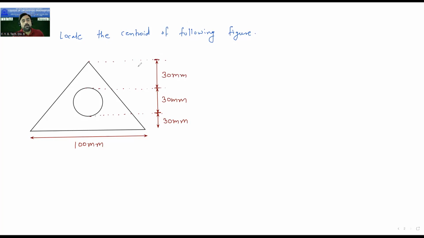And you need to find out what they have done. See, you have to find out the centroid of this hatched area. Hatching is given over here. So I will do the hatching. You need to find out the centroid of this area which is given by hatching.